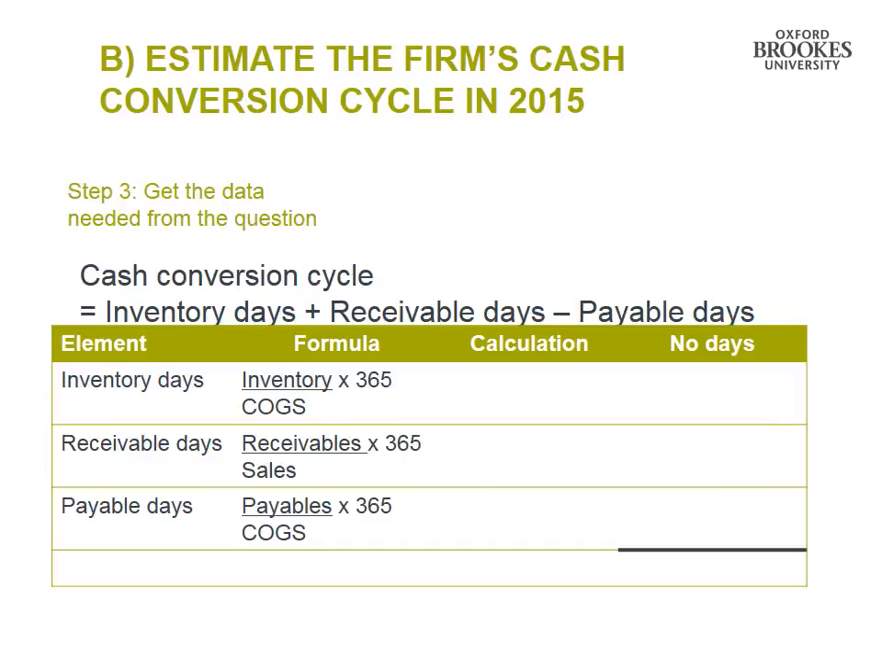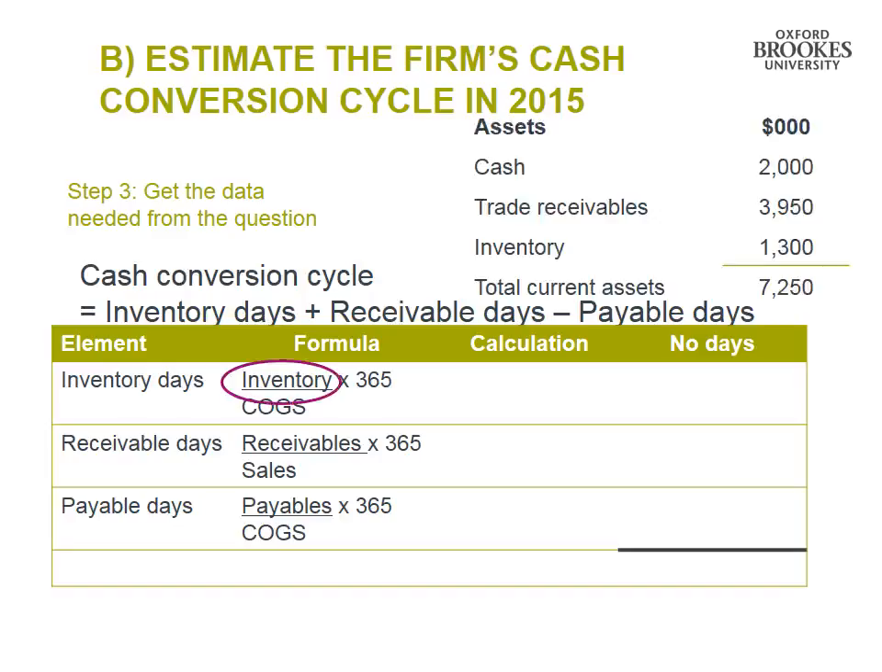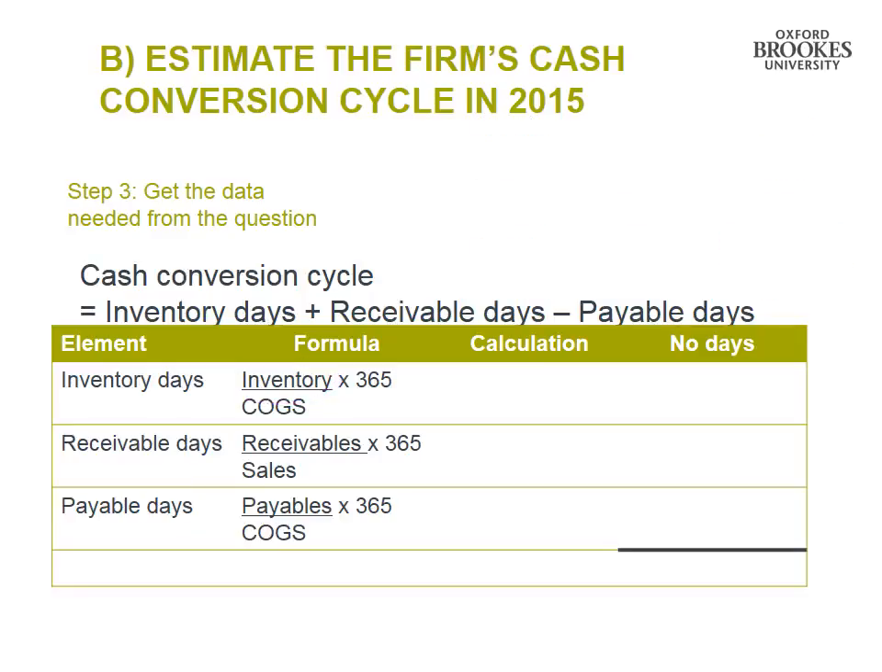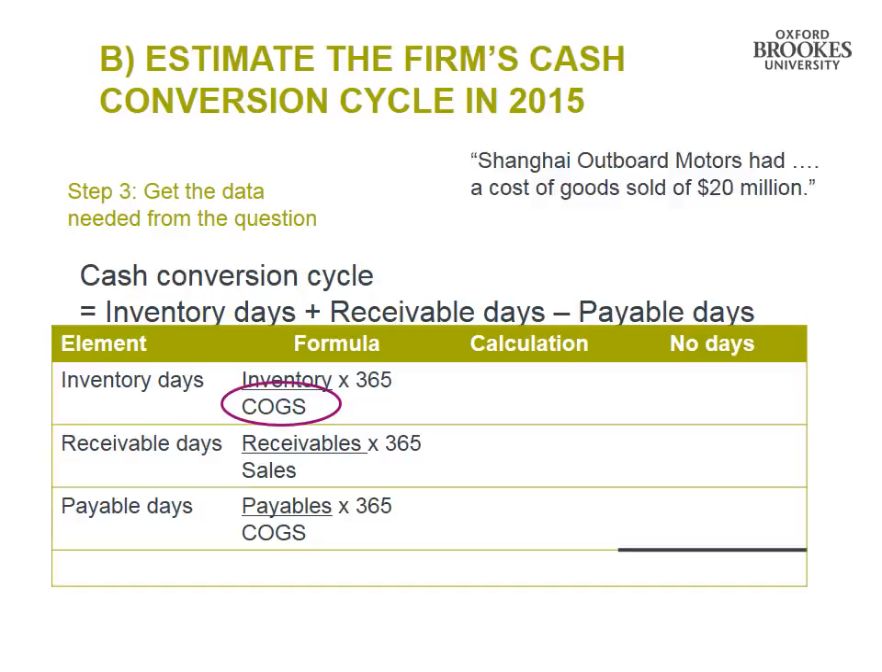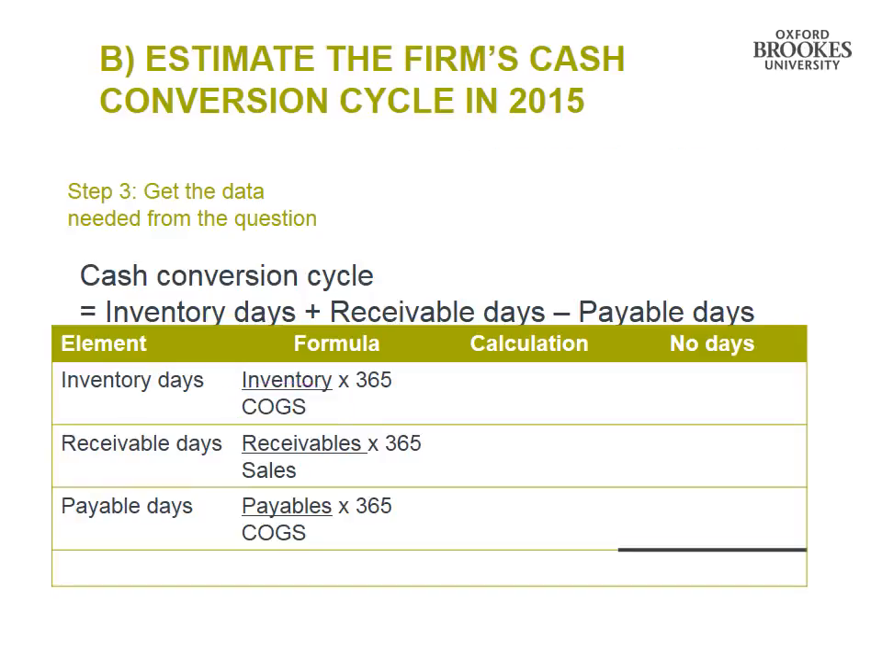Now again, as in the previous section, we get the data needed from the question. So inventory, where's inventory? Balance sheet again. So we go to our balance sheet, have a look around, there's our inventory, and we're ready to pop that in. What's the next thing we need? Cost of goods sold. Now where's that? Normally that's found, of course, in the income statement, but we weren't given an income statement, so we have to go back to the words of the question, and there we find this useful thing: Shanghai Outboard Motors had a cost of goods sold of 20 million. There's our number, so we can pop both of those numbers into our calculation, and away we go.